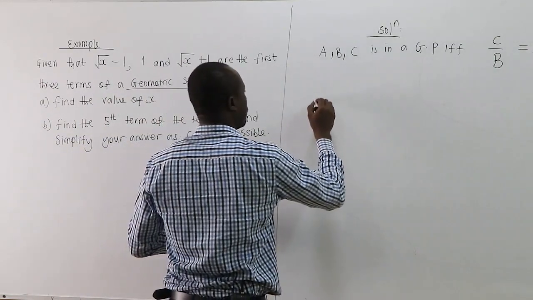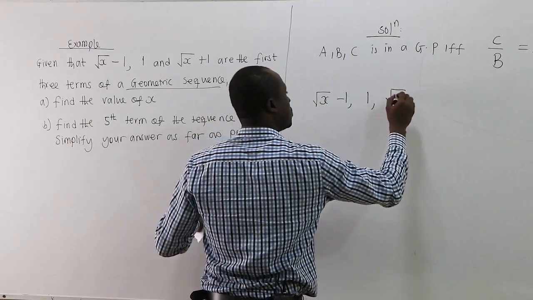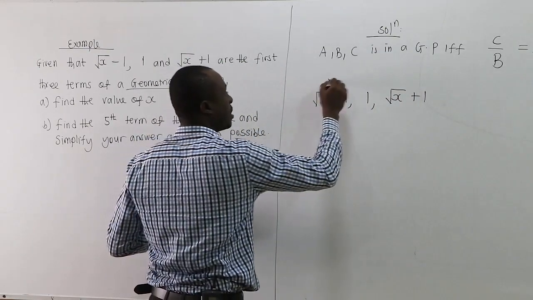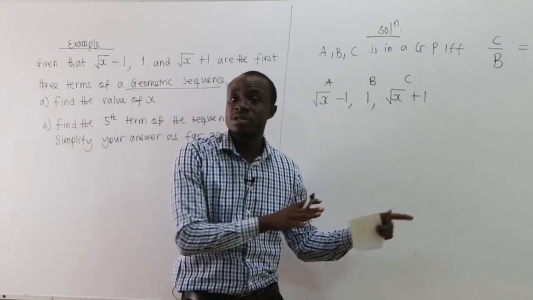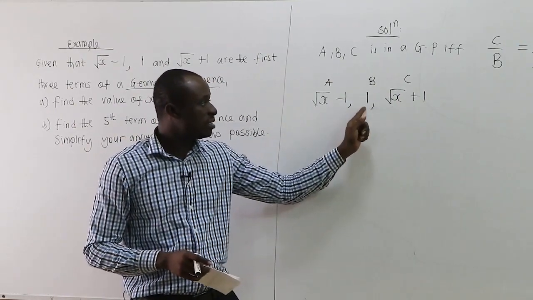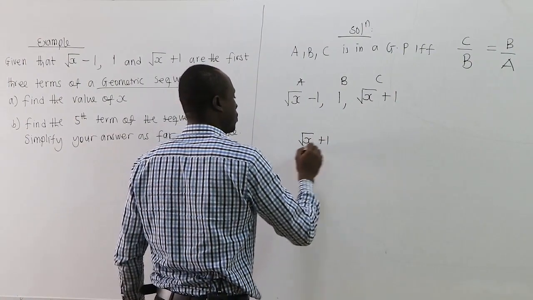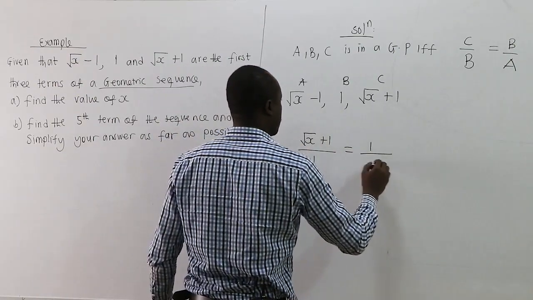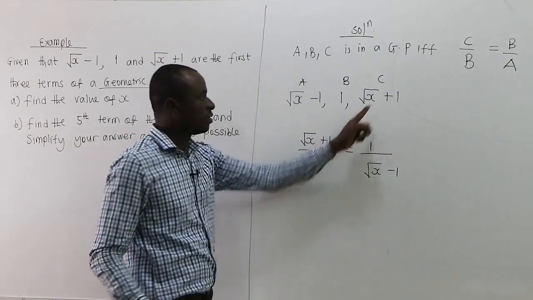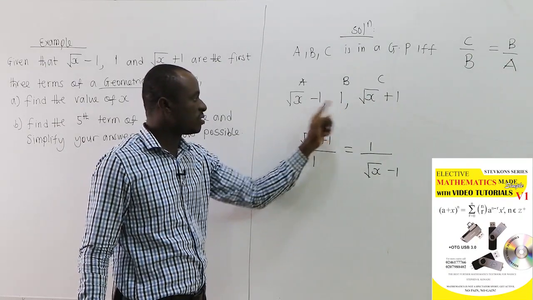Now in this case, what do you have? We have root x minus 1, we have 1, and then root x plus 1. So if this is our A, this is our B, and this is our C, the necessary and sufficient condition for three non-zero numbers to form a GP is this over this equal to this over that. So clearly from here we can see that root x plus 1 over 1 is equal to 1 over root x minus 1. So this over this is equal to this over that.